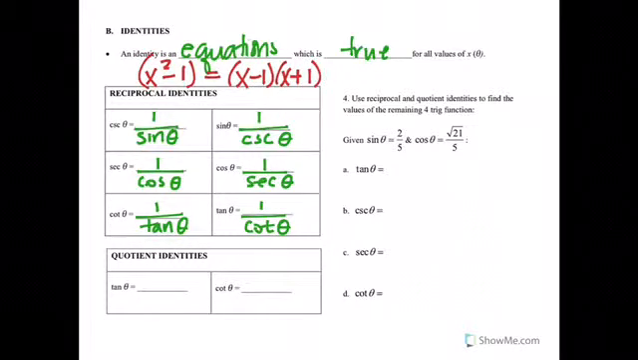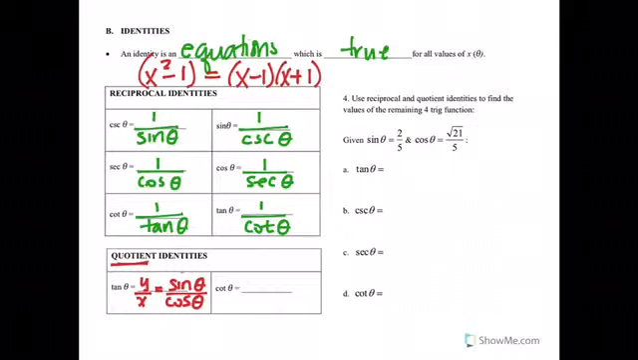We also want to look at another set of identities which are called quotient identities. Remember, the word quotient means division. This tells us that we can rewrite the tangent, which we know to be equal to y over x, as sine theta over cosine theta. This is true because we know that the sine of the angle will always give us the y value, and the cosine of the angle will always give us the x value.